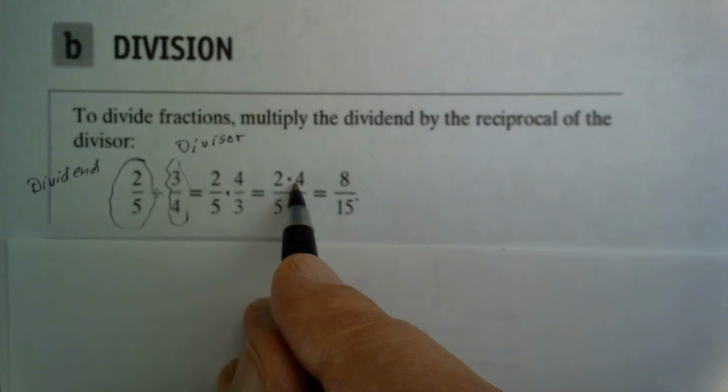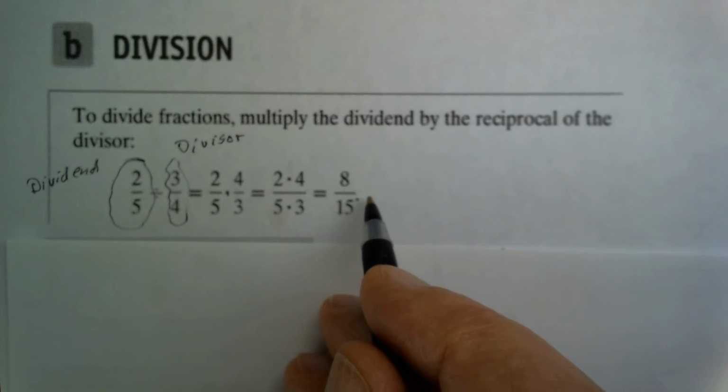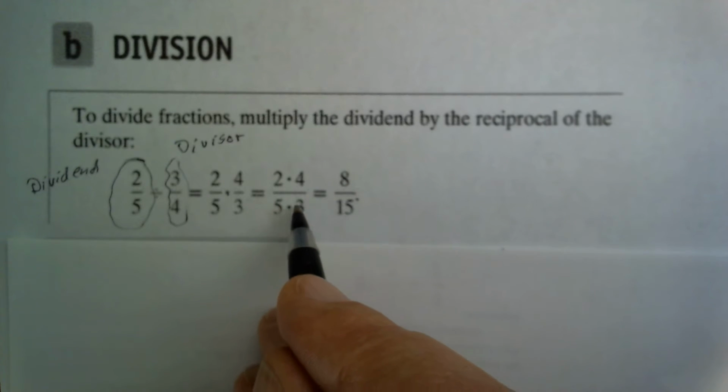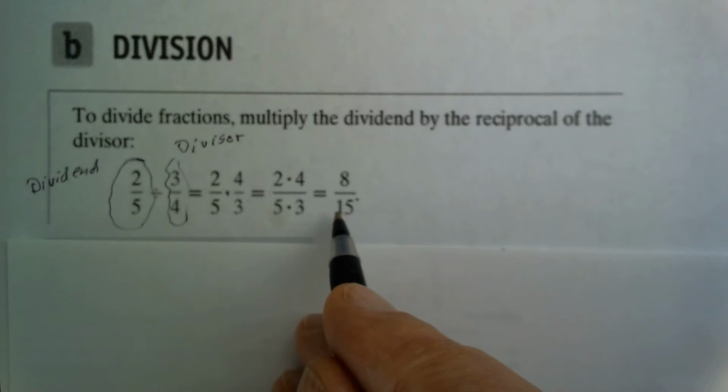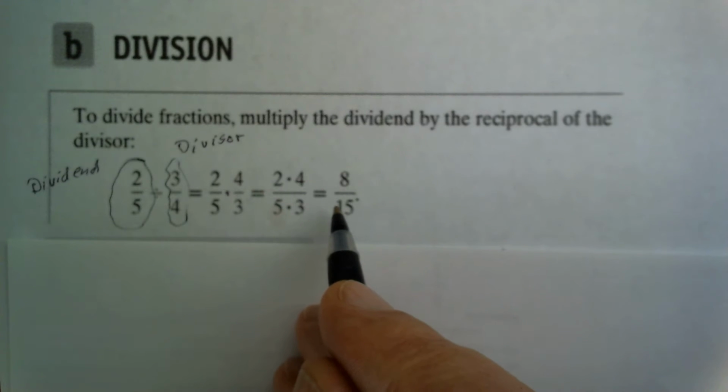We take the product of the numerators and divide it by the product of the denominators. In this case, it's 8/15. 2 times 4 is 8, and 5 times 3 is 15. The only thing to check in general is, can this fraction be reduced? In this case, it cannot be reduced, so that's the final answer then.